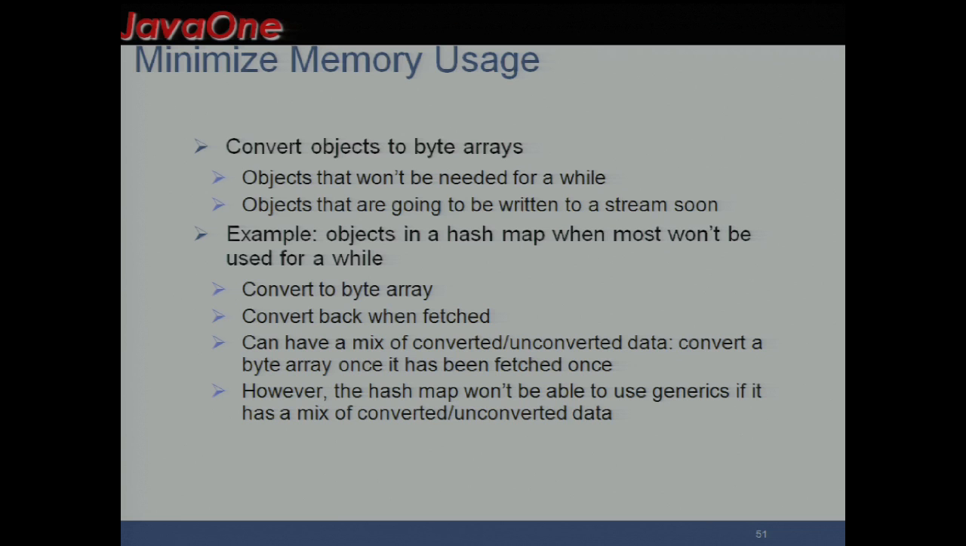And then here's an example, one little technique you could use. If you stick a bunch of things in a hash map, and most of them aren't going to be used for a while, or maybe never used, you could convert them to a byte array, stick it in the hash map, and then when you go to get it, you convert it back. And you could have a little rule where you say, once I fetch it once, that shows that it was needed by at least somebody, so I'll leave it converted in object form. This can really cut down your memory usage if you've got hash maps that have all these objects in them that are probably never going to get used. Of course, if you do this, you can't use generics because you're going to have a mixture of objects and byte arrays inside this hash map.